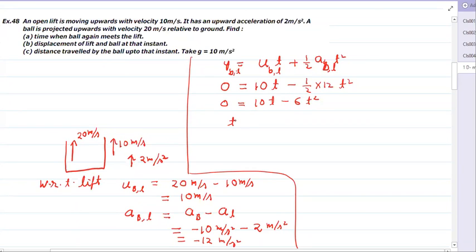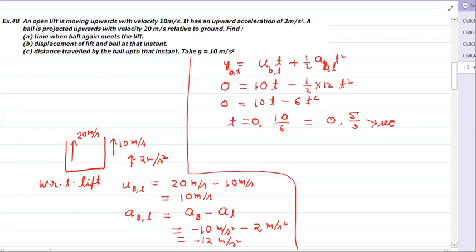So time is first 0 and then 10 by 6. These are the two times: 0, comma, 5 by 3. 5 by 3 second will be the answer. 0 corresponds to the initial point of projection, so 5 by 3 will be the answer.